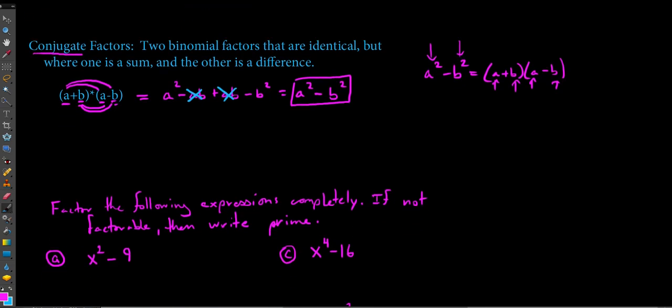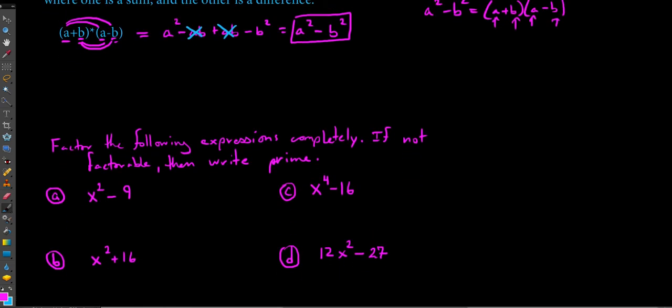So let's go ahead and take a look at a few expressions that I might expect you to factor. It says right here, factor the following expressions completely. If not factorable, then we're going to write prime. So letter A, this would be really cookie cutter, but I notice right off the bat that it has two terms, and then it looks like they're both perfect squares. x squared is a square of x, and 9 is a square of 3, and it's a difference.